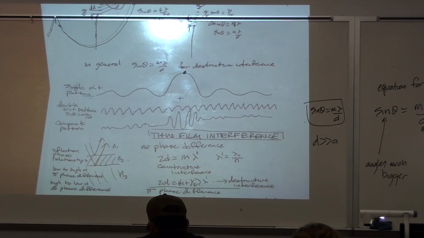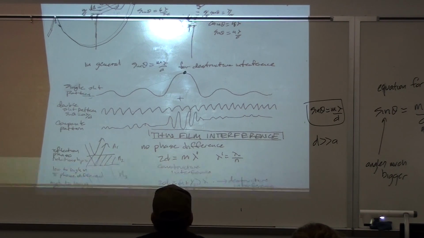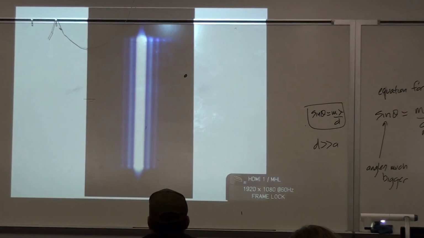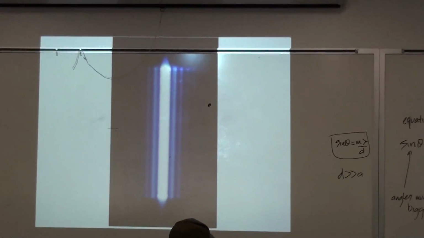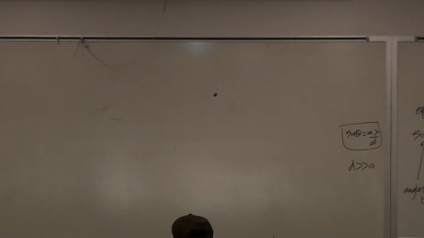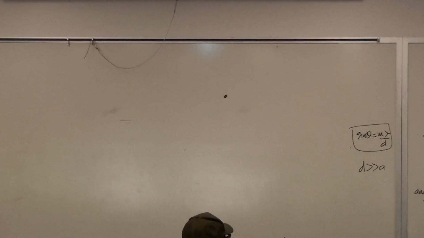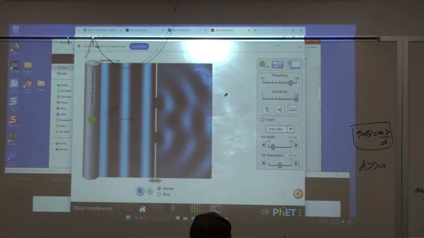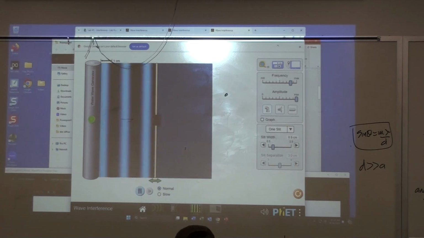Okay, so this was our double slit pattern. But now I'm going to turn this into a single slit. I can do that over here by just turning two slits to one slit. Now I've got a single slit pattern. Okay, now what if I widen that single slit a little bit, like that?